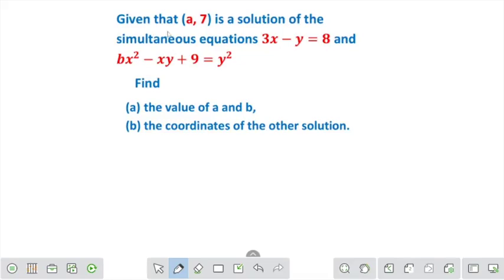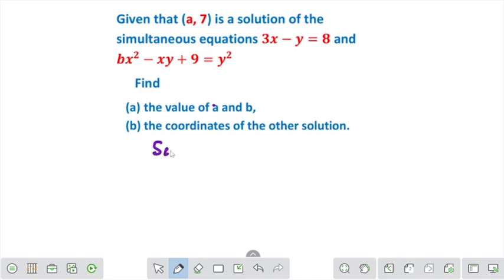So in this presentation, I want us to look at this question right here. The question reads: given that (a, 7) is a solution of the simultaneous equations 3x minus y is equal to 8 and bx squared minus xy plus 9 is equal to y squared, find the value of a and b.